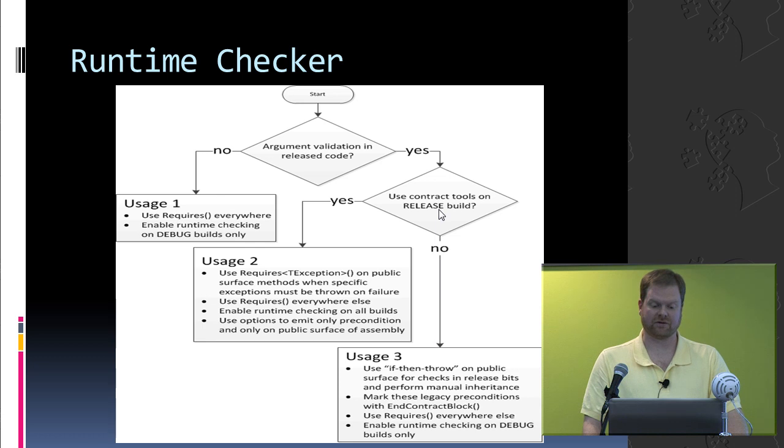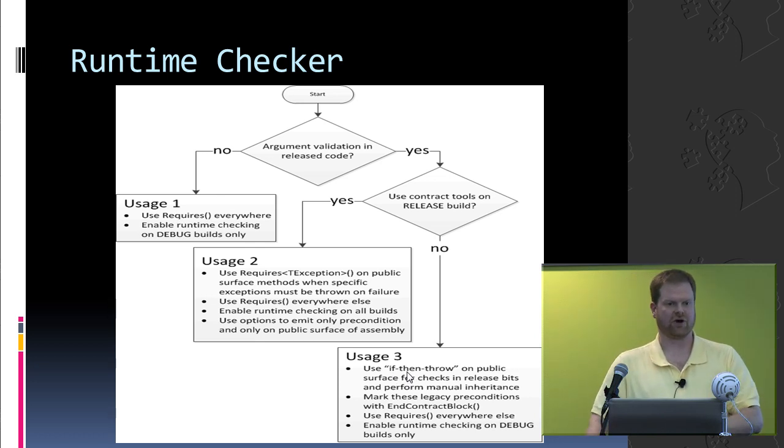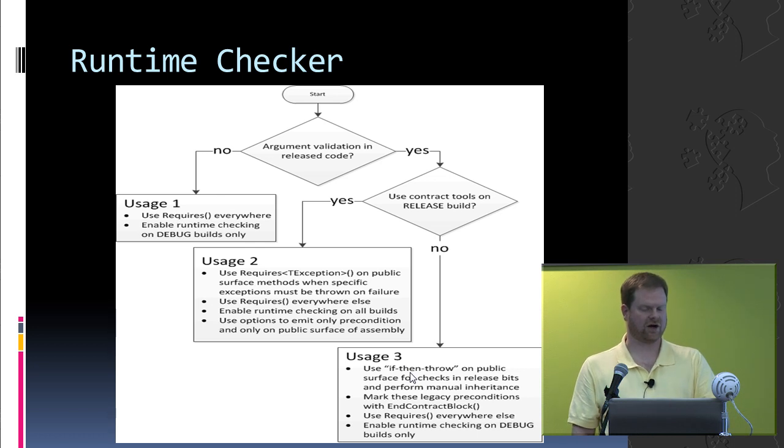So the next thing is, do you want to use this runtime checker tool in your release build? If you say no, this goes back to where I started in my presentation, where I said sometimes you might want to keep that if-then-throw logic in your code rather than transforming it into the contract requires. So usage 3 would be supporting that particular method where you're not using the requires that throws the exception. Basically it says to mark those legacy requires with the end of contract block so the static checker can still give you some benefit out of checking your code.